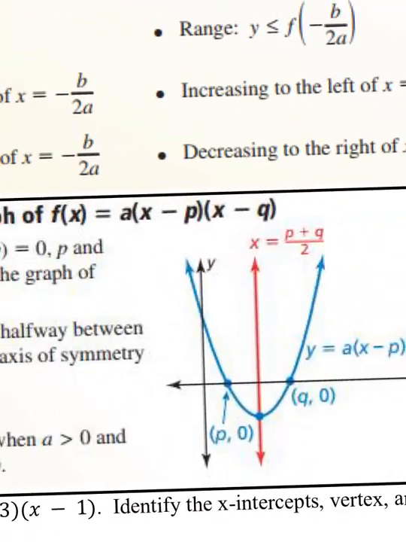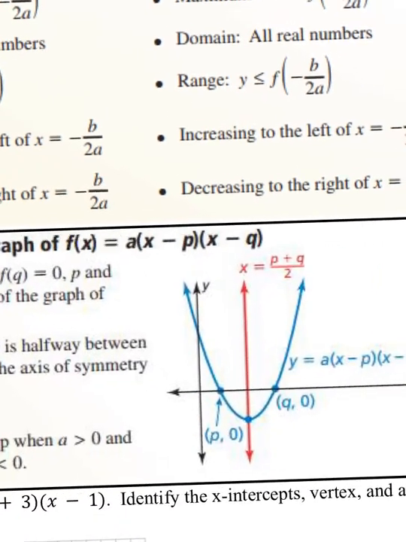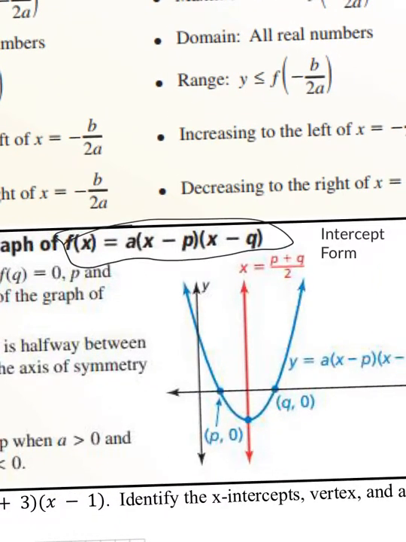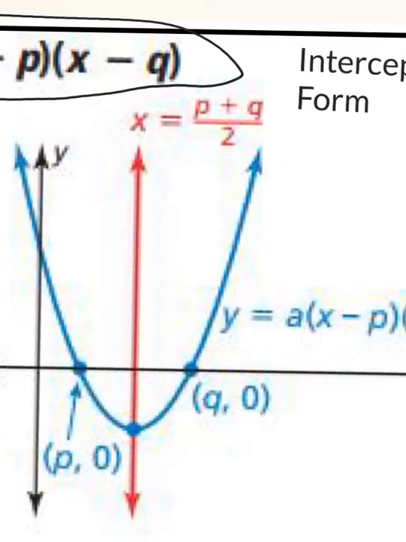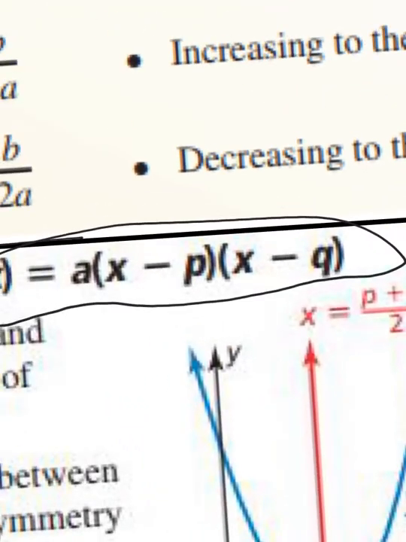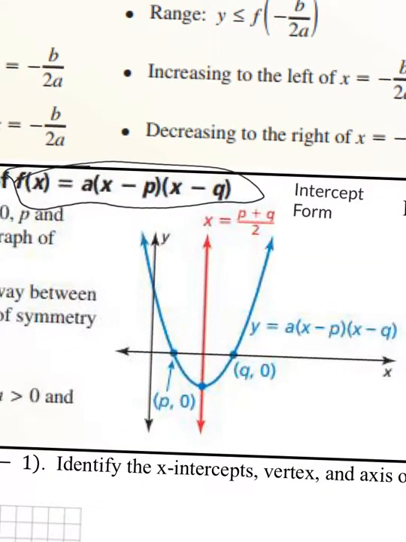This is something called intercept form. See this a times x minus p times x minus q? That is intercept form. And the reason why it's called intercept form is because when you have a quadratic function written like this, guess what? You know what your intercepts are. It should look an awful lot like a factored quadratic function, which is what we started the year with, factoring. So you don't have the power of 2 in there, but you have 2 x's in there. So yeah, it's basically a factored quadratic function.